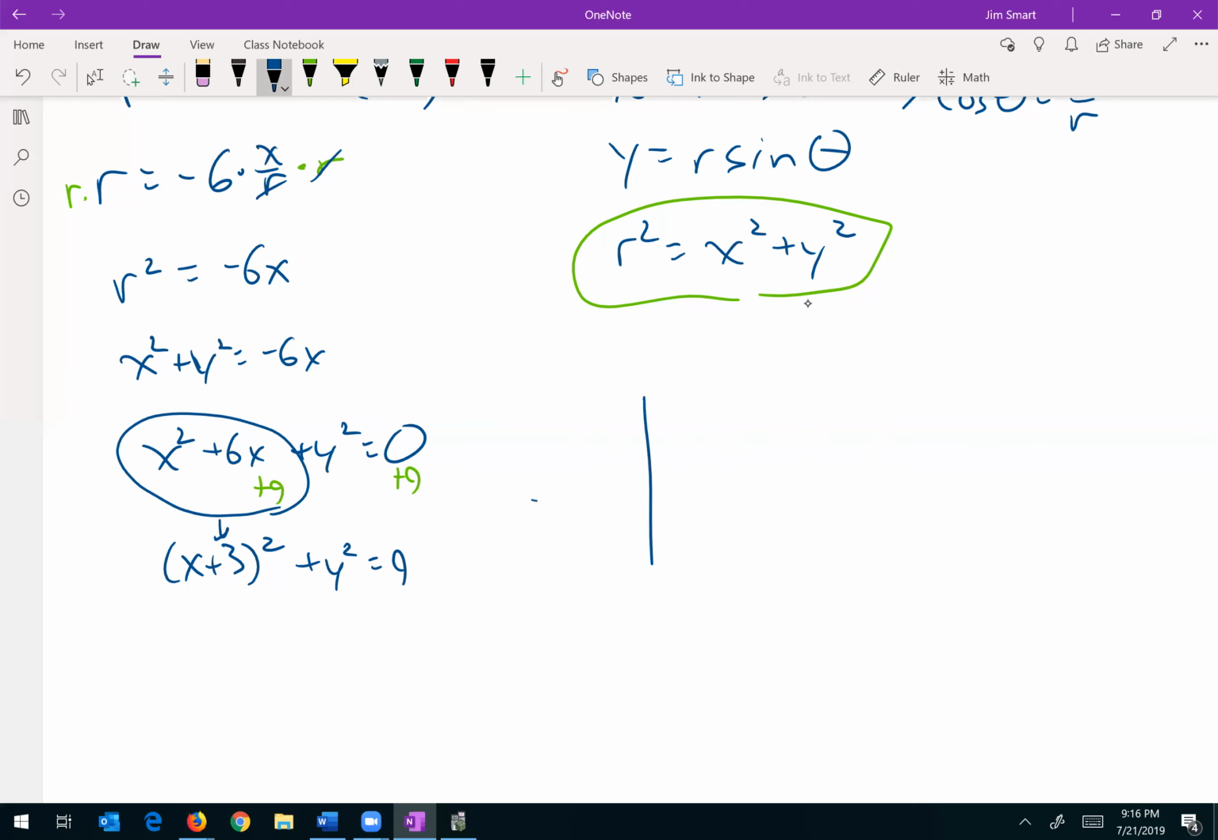So basically, the graph of this would look like that. Or that's -3. That's what the graph of r equals -6 cosine theta looks like.